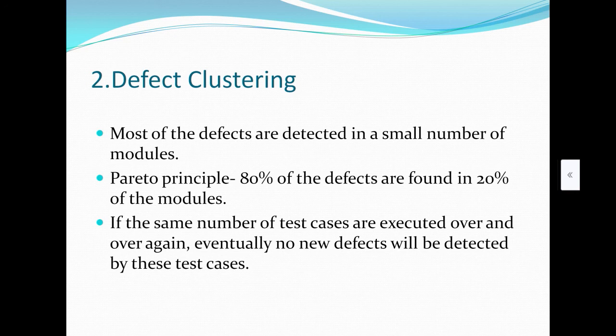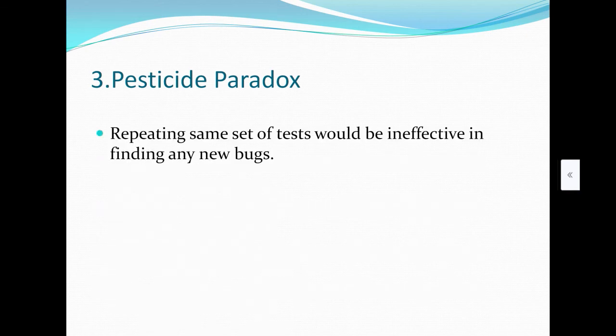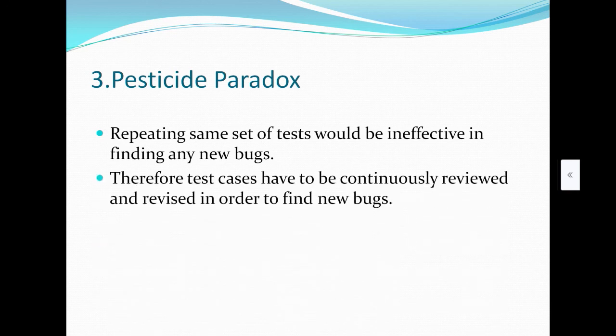Now, this brings us to a new set of problems, which is addressed by the next principle called Pesticide Paradox. This says that repeating the same set of tests would be ineffective in finding any new bugs. What do we do in that case? We have to continuously review and revise the test cases so that we find new bugs.